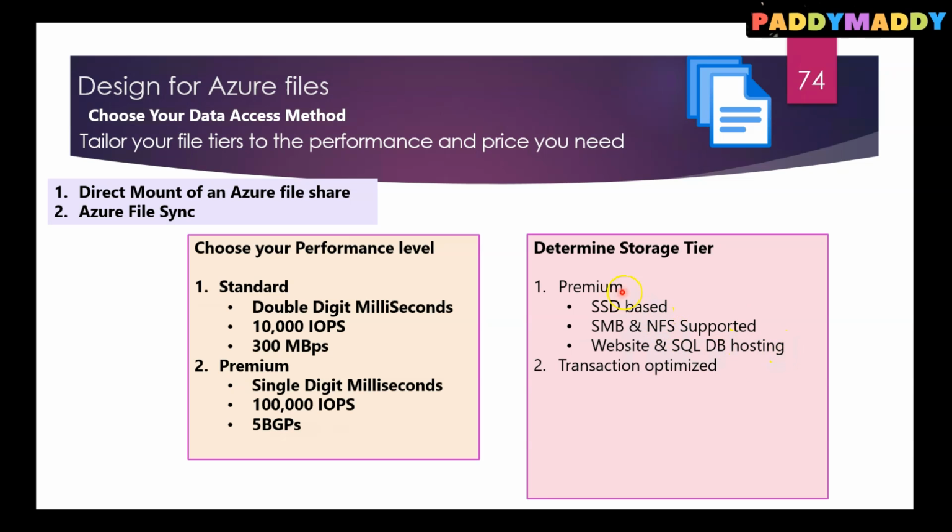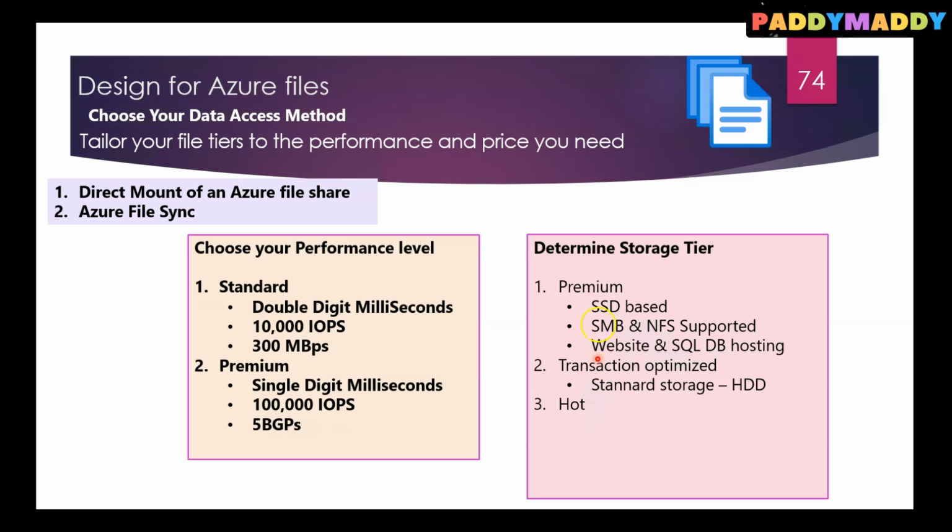And coming to the second tier, that would be transaction optimized, meaning you're not going to get premium, but you're going to work on normal hard disks. It is basically used for transaction-heavy workloads that don't need the latency offered by premium file shares, and the file shares are often on standard storage hardware backed by normal magnetic hard disks. That's where you're going to use it.